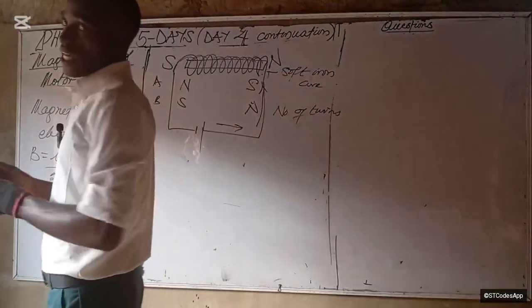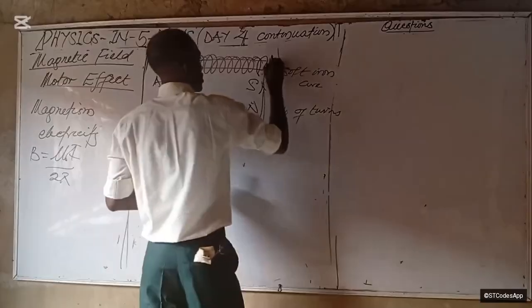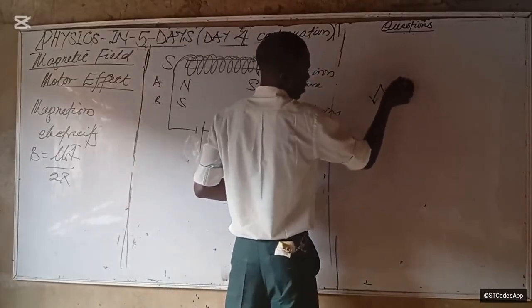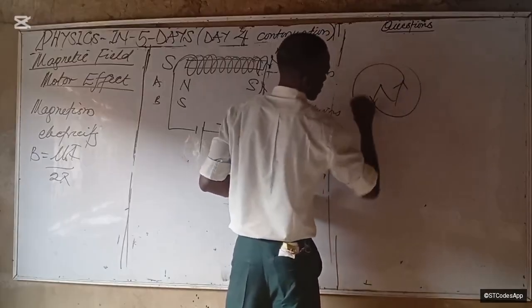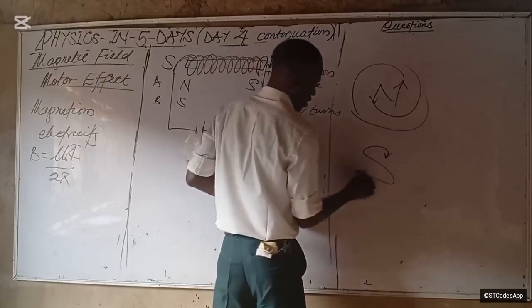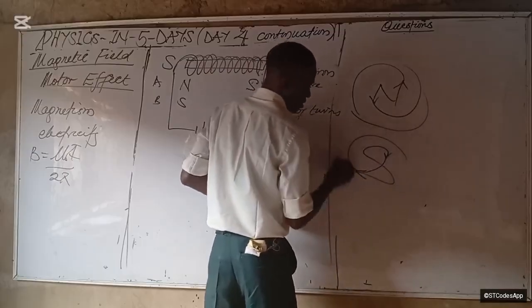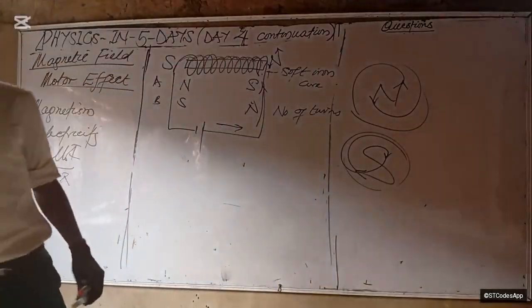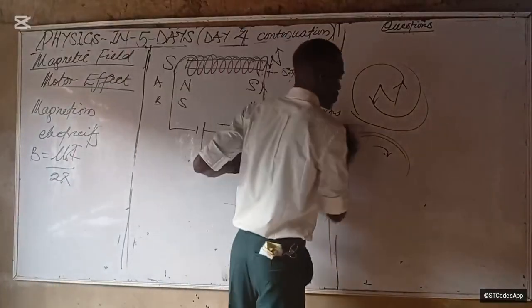Is that clear? I showed you the trick, right? If you want to write N, it looks like anti-clockwise. If you want to write S, you put your arrows, and S looks like clockwise. Do you see it? So don't forget it.